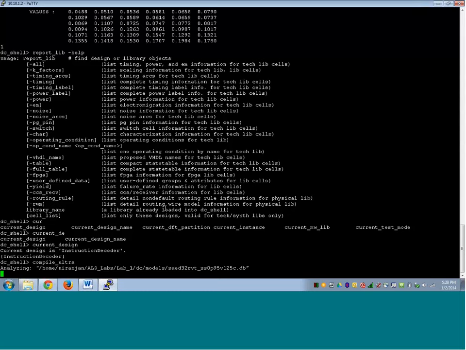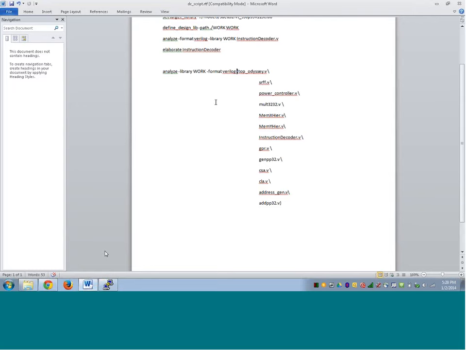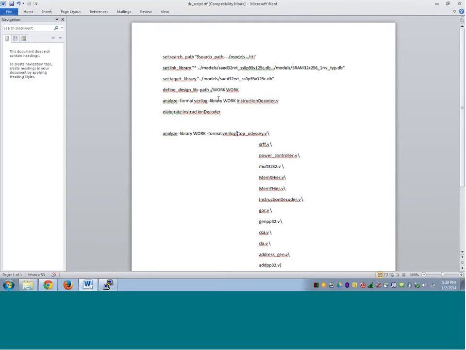So let's look at the compile commands in more detail in the next lecture. For this lecture, please focus on the following. You could go back to your DC shell and play with these commands: search path, link library, target library. Read in a small sample RTL code, using the lecture slides on RTL coding. You can write a small FSM, for example, or use the FSM code from the lecture slide, read that into Design Compiler, and look at the elaborate report.